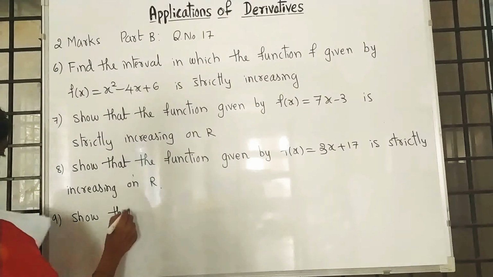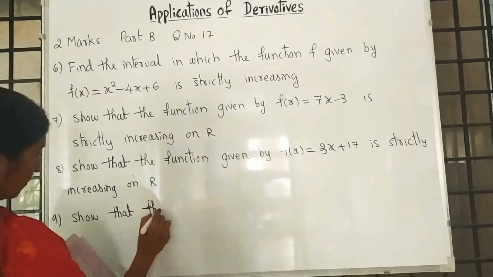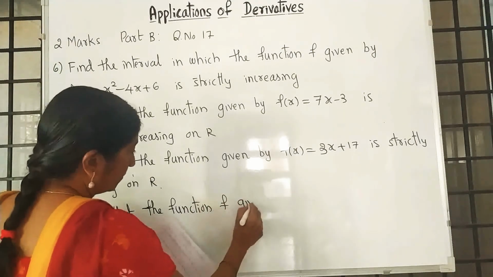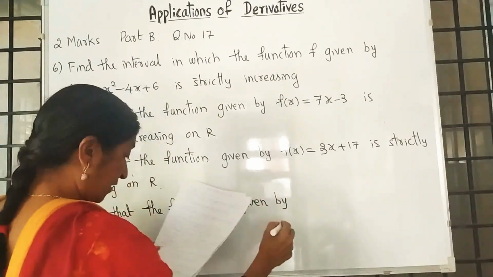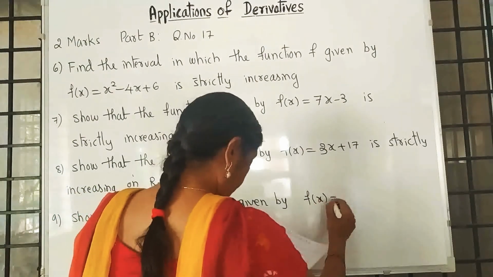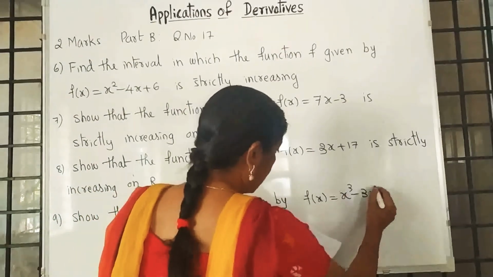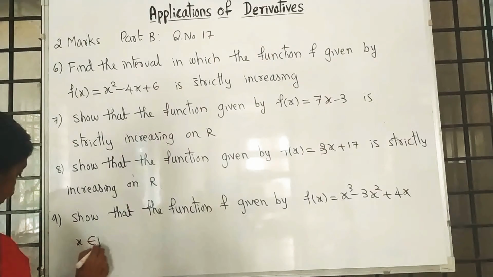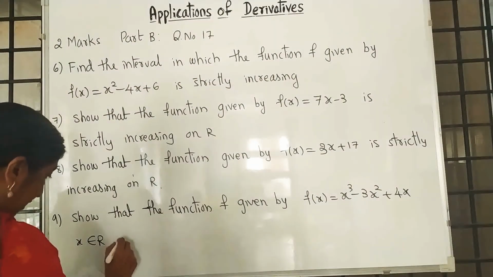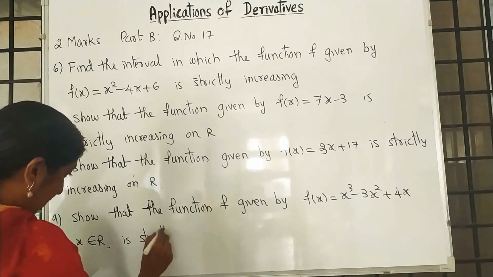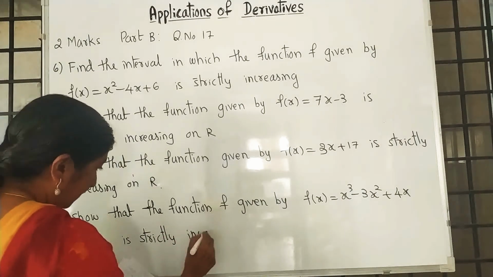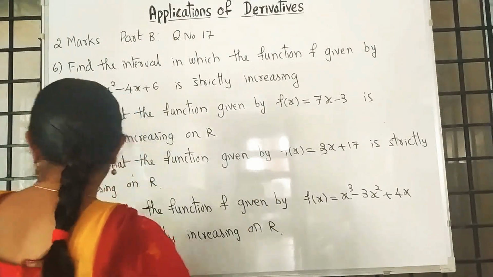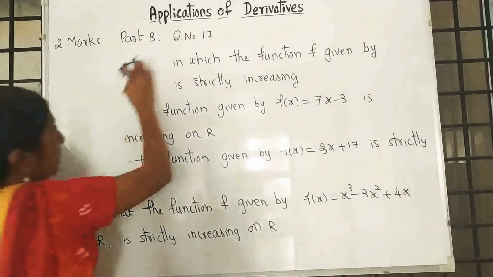9th one. Show that the function f given by f of x is equal to x cube minus 3x square plus 4x, x belongs to R, that means from the set of real numbers, for all real numbers, is strictly increasing on R. Moving to the next question, that is the 10th one.